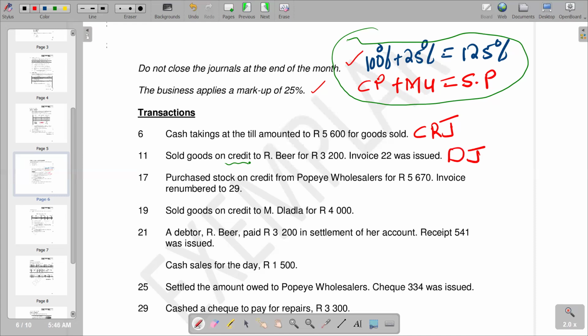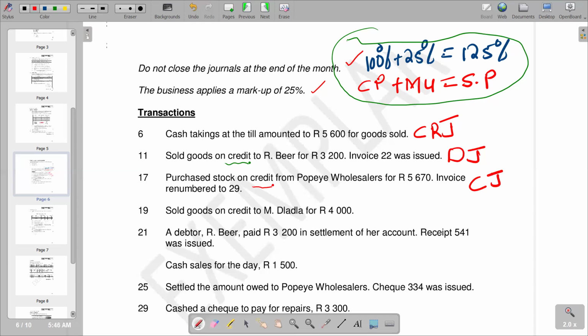Then we go to the next one, which is on the 17th. Purchased stock on credit from Pay Sellers for 5,670 rand. It was numbered 29. So we see that this is again on credit. It would have been in the cash payments journal if we had paid actual cash, but in this case there is no such payment. So obviously we do not have to enter it in the cash payments journal. It is supposed to be in the creditors journal. So we can take note of that.